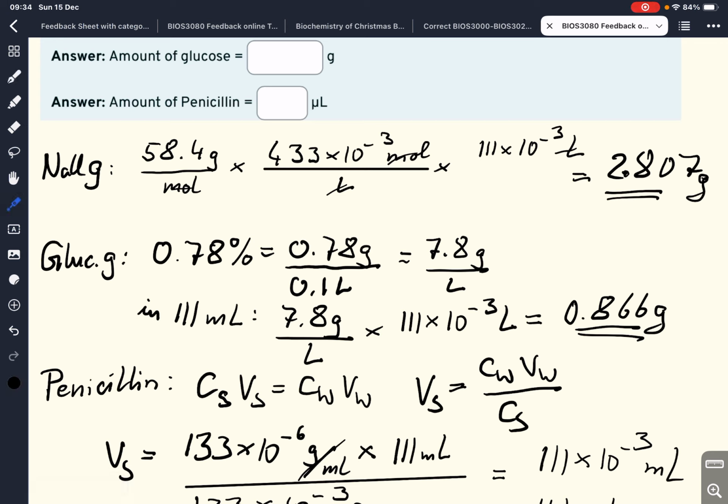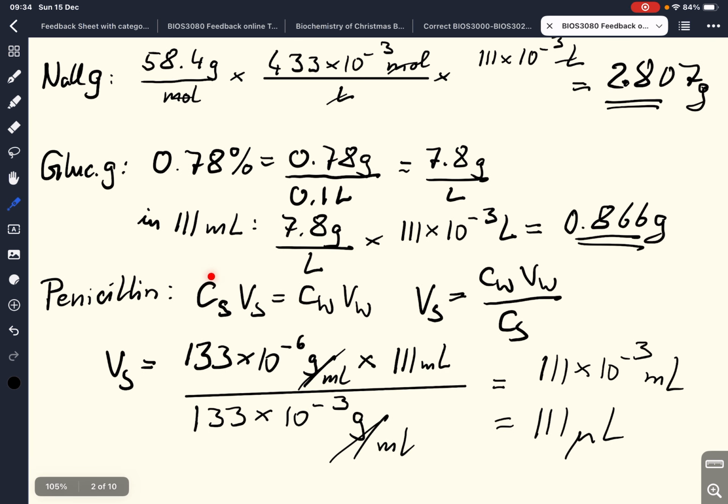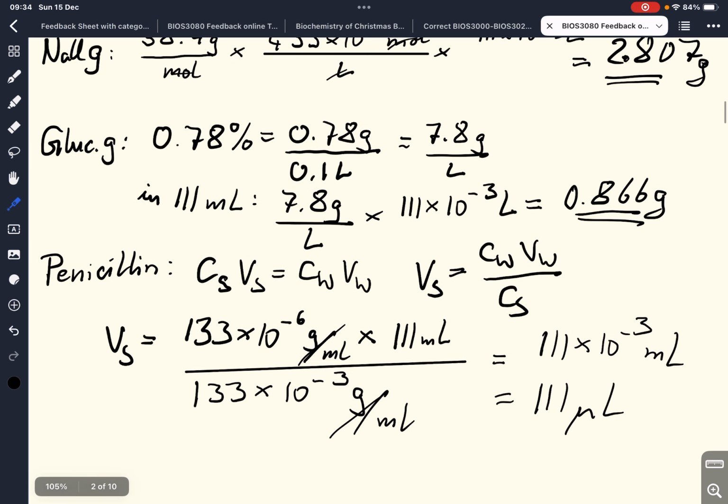And finally, for the penicillin, for the antibiotic, we can use the equation of the concentration of the stock solution times the volume of the stock solution. CS VS must be the same as the concentration of the working solution times the volume of the working solution. And we can rearrange that to find VS, the volume of the stock solution that we need. That is CW VW divided by CS. So we need 133 microgram, and micro is written as 10 to the minus 6 gram per milliliter, times 111 milliliter. In this case, I don't bother converting that, but we could if we wanted to.